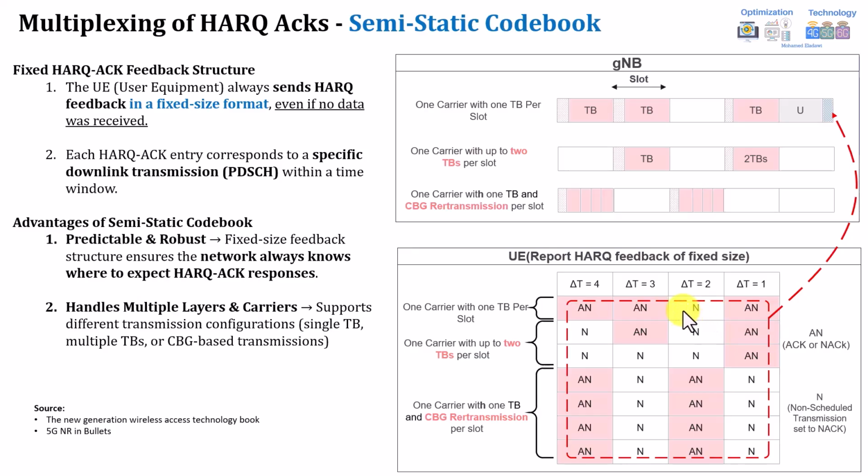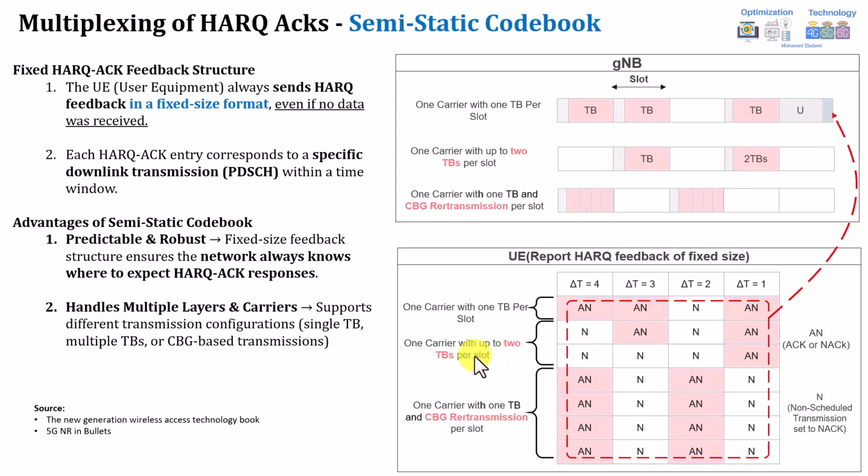Even though it's not supposed to be used because there is no transmission, because of the static codebook, as I mentioned before, it has to send the feedback anyway. Because there is no transmission here, this one will be considered as non-acknowledgement, so it will send non-acknowledgement. In the case of dynamic, as we explained, this one will be empty. There will be no information, so it will save some PUCCH resources on the uplink.